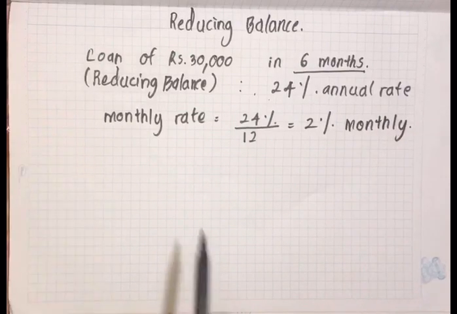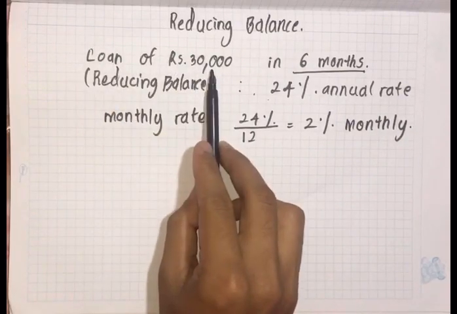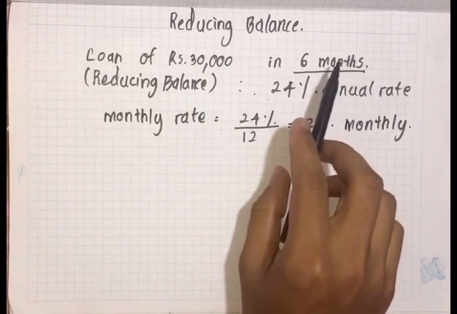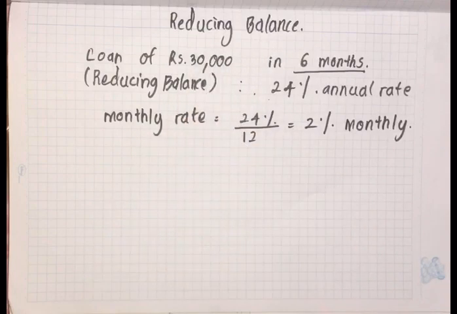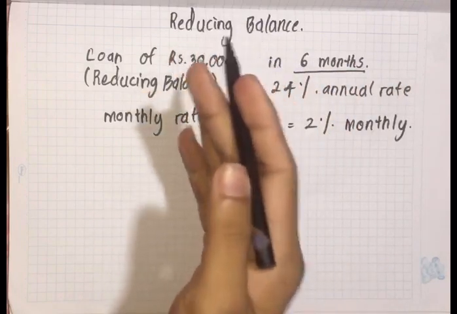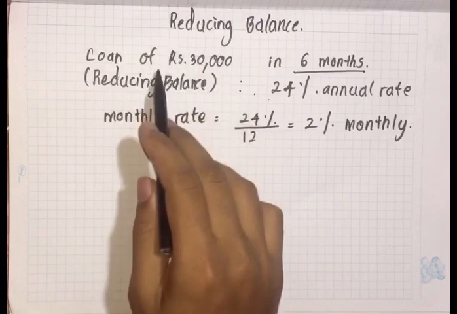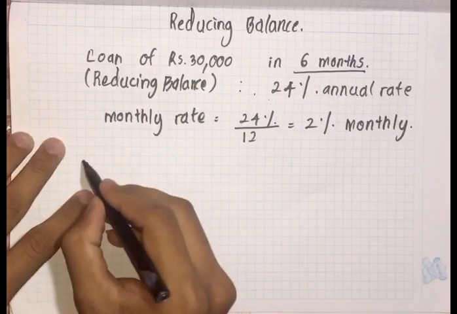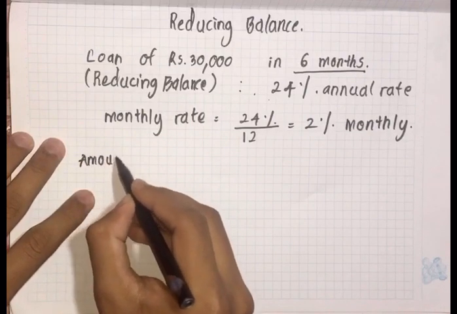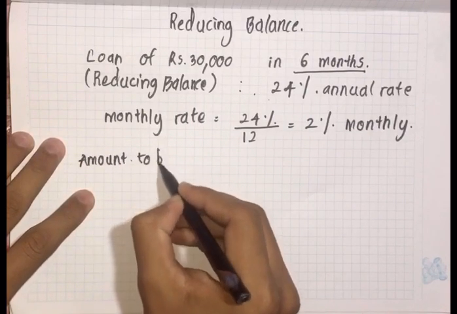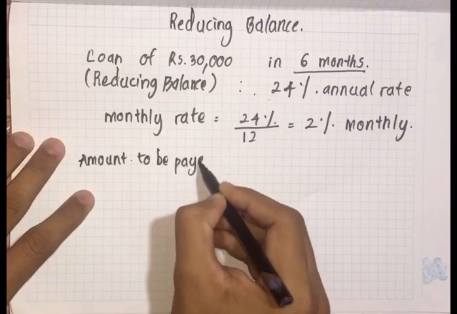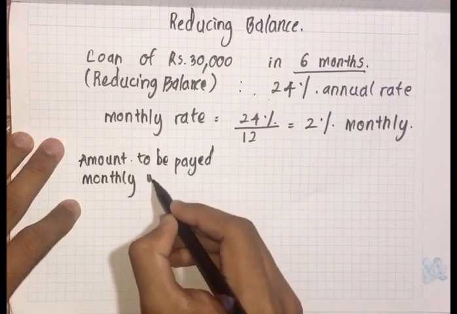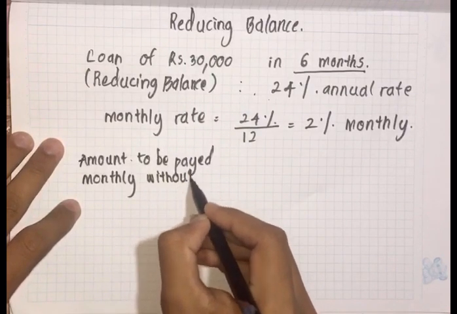Okay. Now you have to pay a loan of 30,000. Now you are going to pay it in 6 months. Now you can find the amount without the interest. That means without the interest, how much should you pay per month? That means you have to divide the total amount by the number of months. Is that clear? Okay. I'll find that out next. Amount to be paid monthly without interest. Is that clear? Without interest.